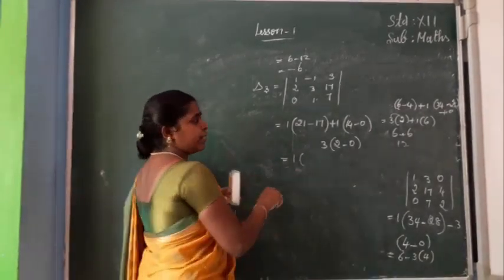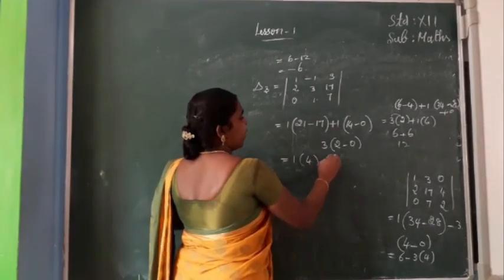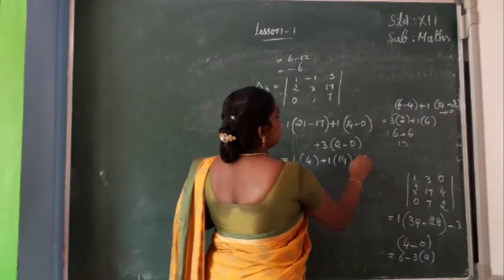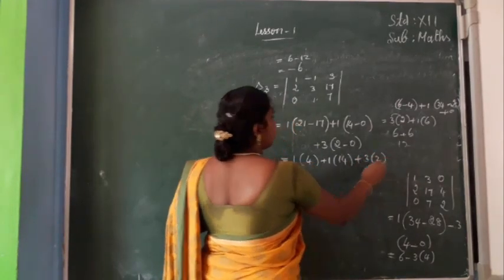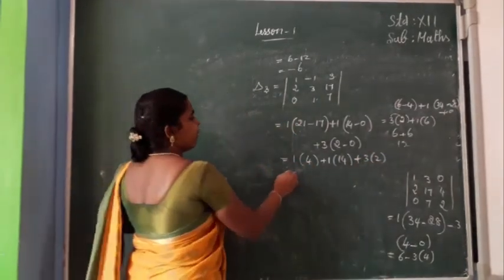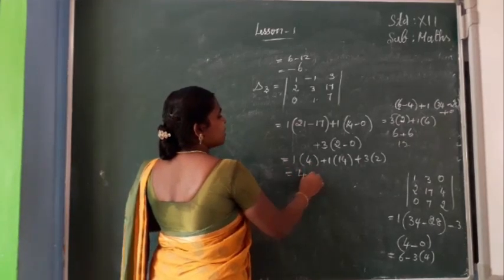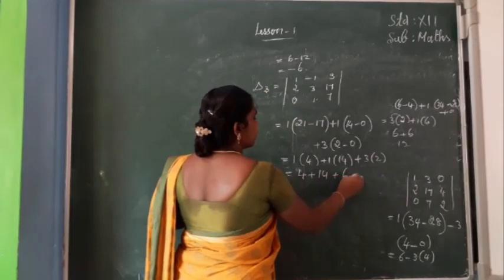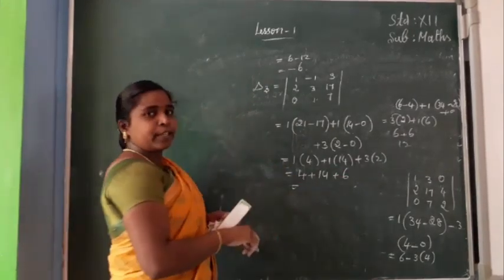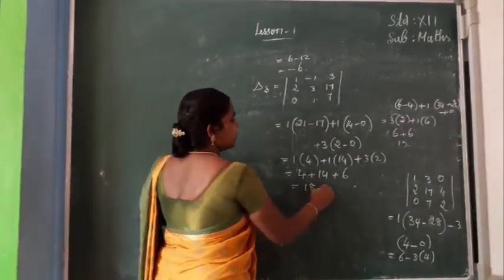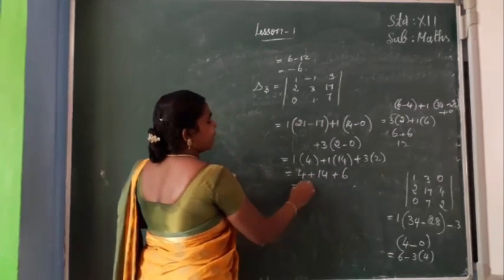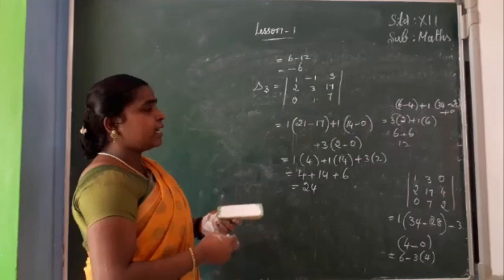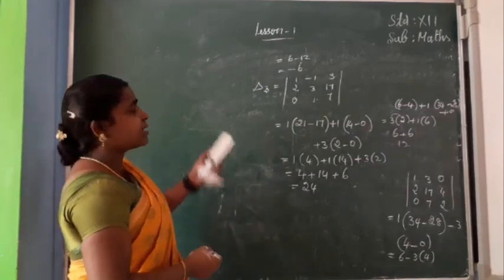21 minus 17 is 4, plus 1 into 14, plus 3 into 2 minus 0 is 2. So it's 1 into 4, 4, plus 1 into 14, 14, plus 3 2s are 6. So 4 plus 14 is 18, plus 6 is 24. We got all the values: delta, delta 1, delta 2 and delta 3.